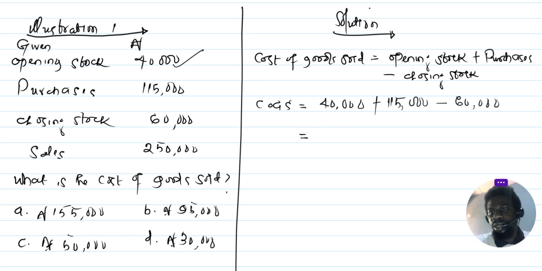So 40,000 plus 115,000 will give us 155,000. Then minus 60,000, we are going to have 95,000 as the value of cost of goods sold, which is option B. Now let's look at another question on that. Illustration 2.